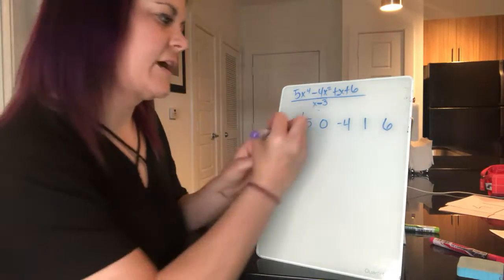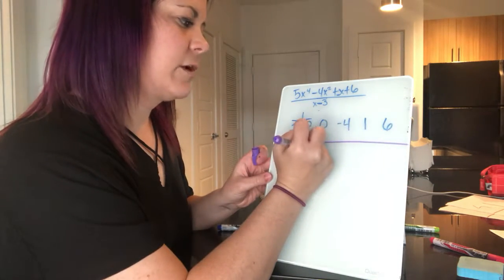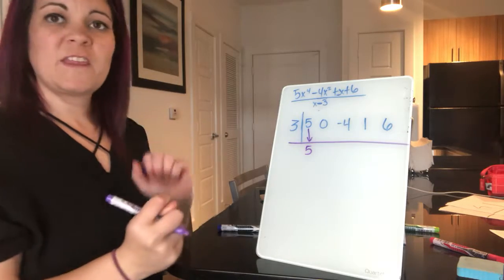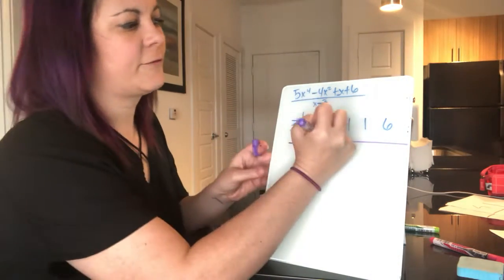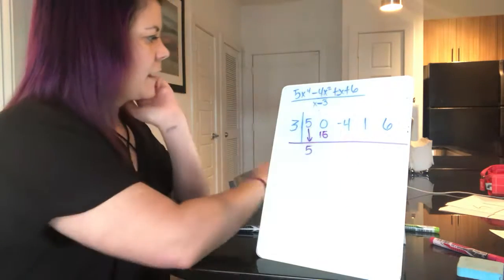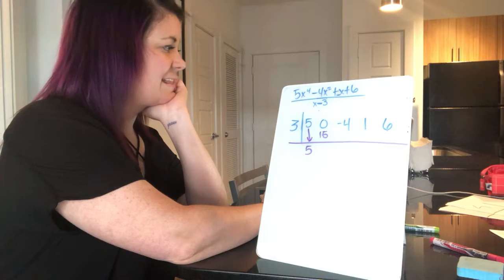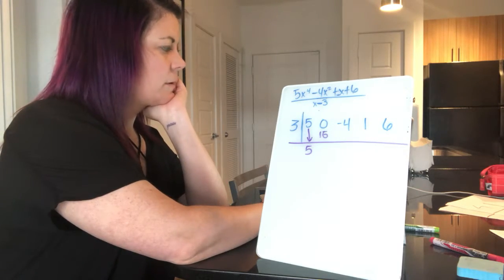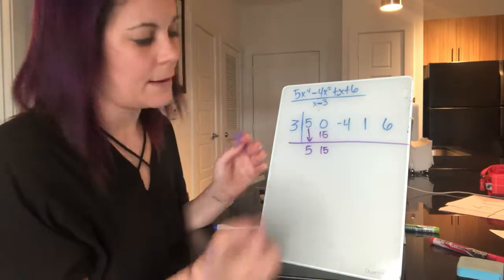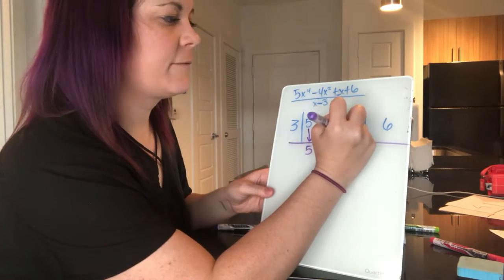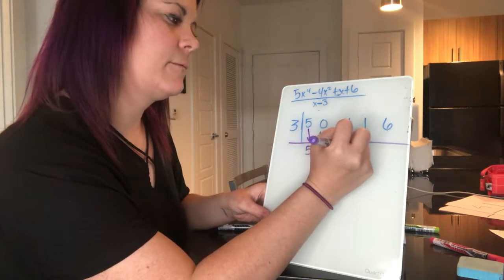The very first step is just to bring this number down. So you bring it down, so it's a 5. And then you take this number and you multiply it by the outside number. 5 times 3 is 15. And then you're going to add these. 0 plus 15 is 15. And then you repeat these steps. 15 times 3 is 45. 45 plus -4 is 41.